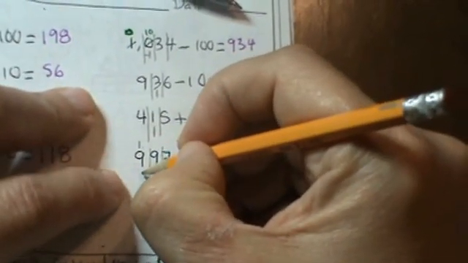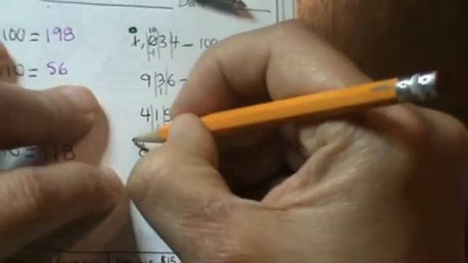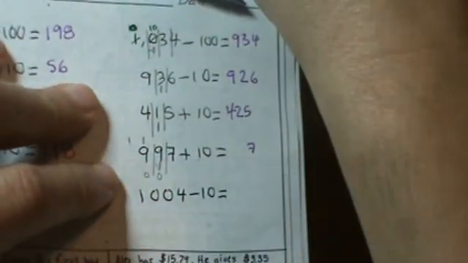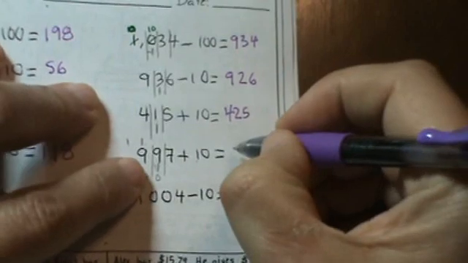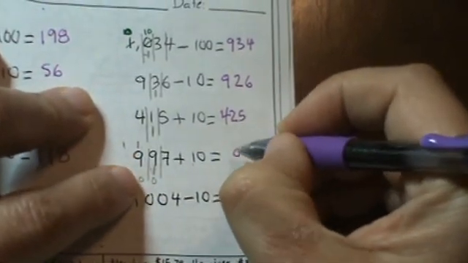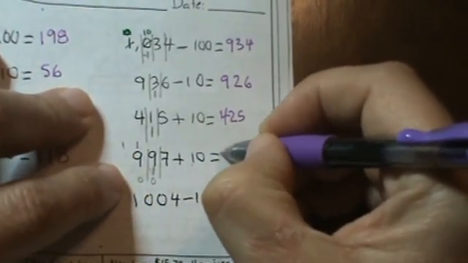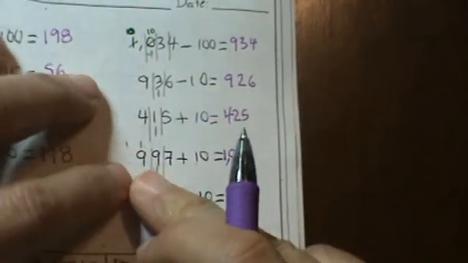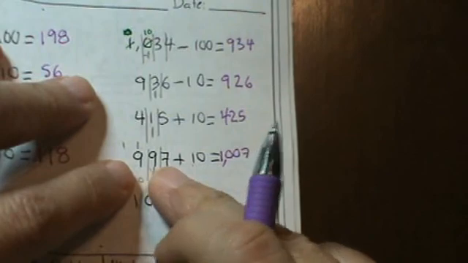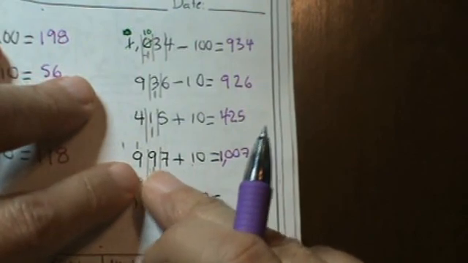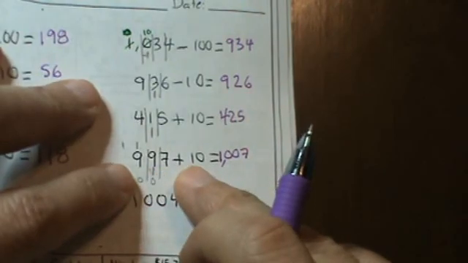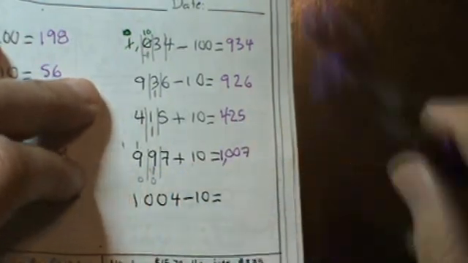This is going to be 10. That means that I'm going to have 0 here and 1 here. So then my new number is 7, and then this 9 is going to be 0, and the other one is going to be 0 and 1. So it's 1007. And it's logic, 997. I just need 3 more to get 1000. So then it's 997, and 10 is going to be 1007.